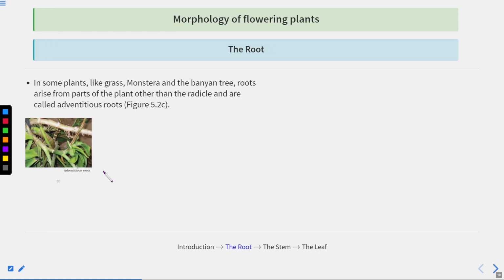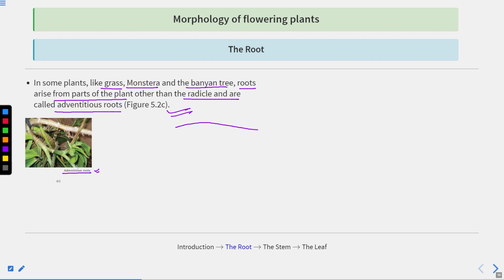Now, in some plants, apart from the tap root system and the fibrous root system, we have one more type of root system. In some plants like grass, monstera, and banyan tree, the roots arise from parts of the plant other than the radicle and are called adventitious roots. Here you can see the adventitious roots.